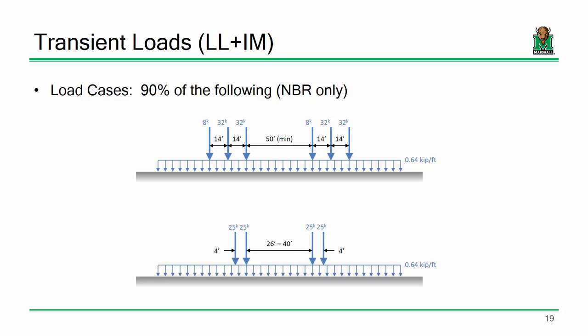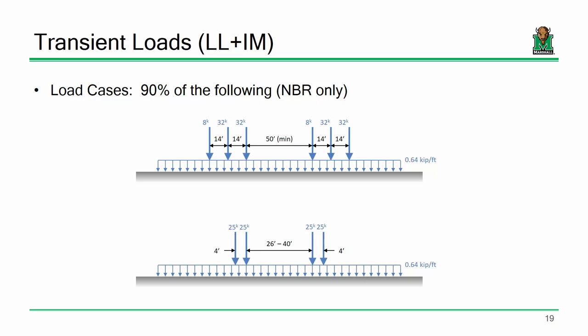The deal with the double truck, we lock these at 14 feet, and we can put these two trucks wherever as long as we maintain a minimum of 50 feet between them. Like we can't have them be 30 feet apart. They can be 300 feet apart, but they can't be 30 feet apart. They have to be at least 50 feet apart. For the two axles, anywhere between 26 and 40.